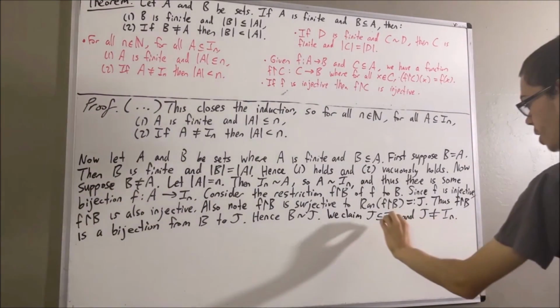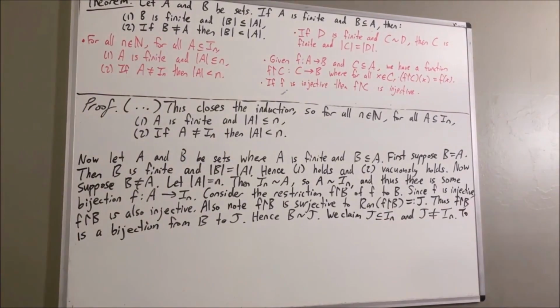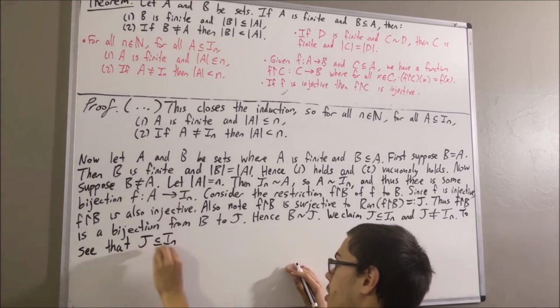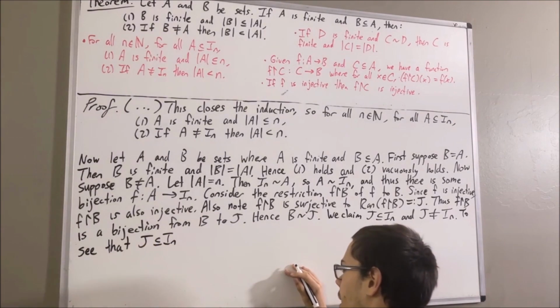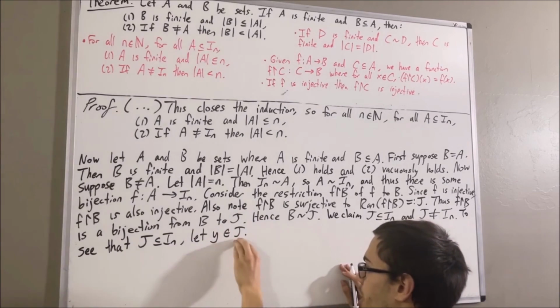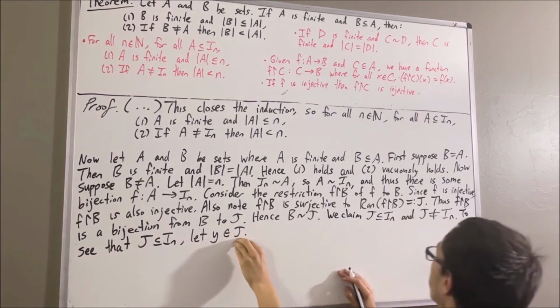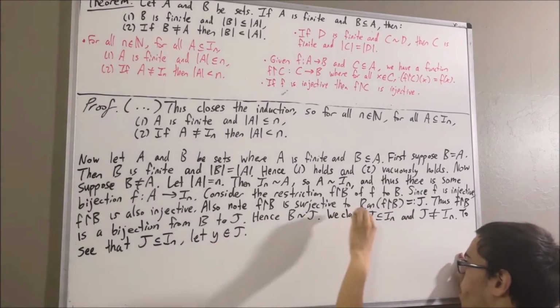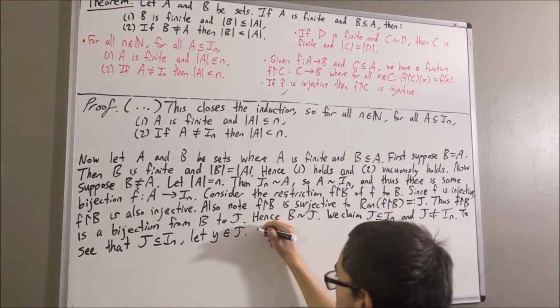Let's start by proving that J is a subset of In. So we're trying to show that everything in J is also in In, so give me an arbitrary element of J. I'll call it y. What does it mean for y to be an element of J? Well, J is equal to the range of the restriction of F to B. So y is an element of the range of the restriction of F to B.